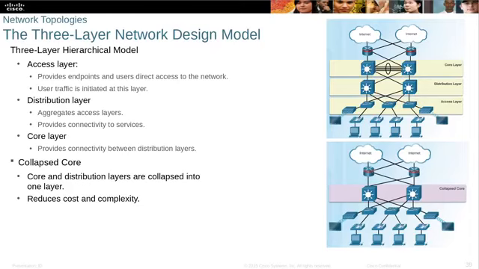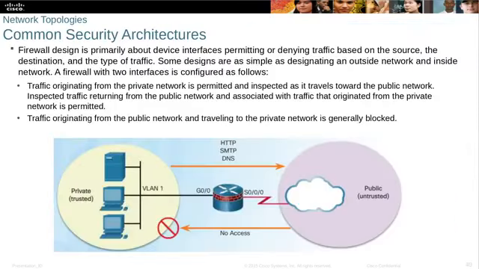At the access layer, you may have switch port security, which looks at the MAC address. At the distribution layer, you will have network layer security, so for instance access control lists, and at the core layer you'll have no security at all because you want to have super high speed switching. Some networks will collapse the core layer and the distribution layer together to produce what's called a collapsed core. This reduces cost and complexity.